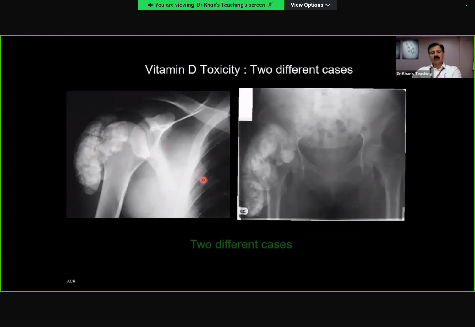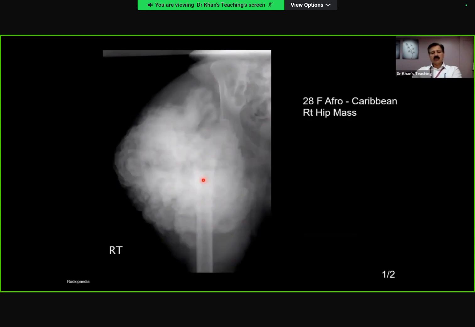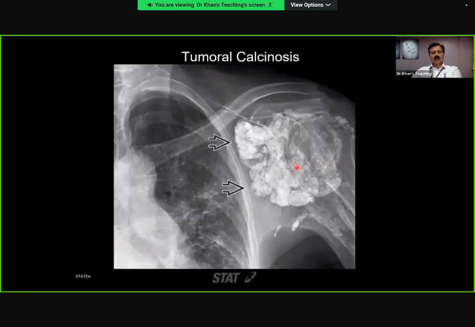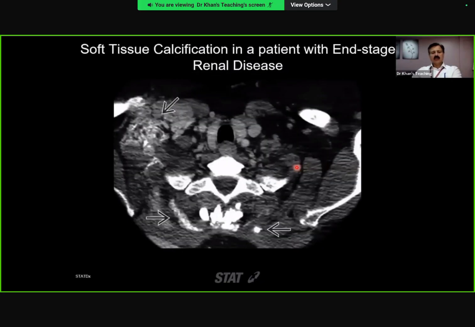This is again vitamin D. This is tumoral calcinosis, and this patient is an Afro-Caribbean 28-year-old with a right hip mass. So these three you have to remember. Another one from literature, usually around the large joints. And this is a CT scan, a lot of calcification, incidental in renal osteodystrophy or secondary hyperparathyroidism.